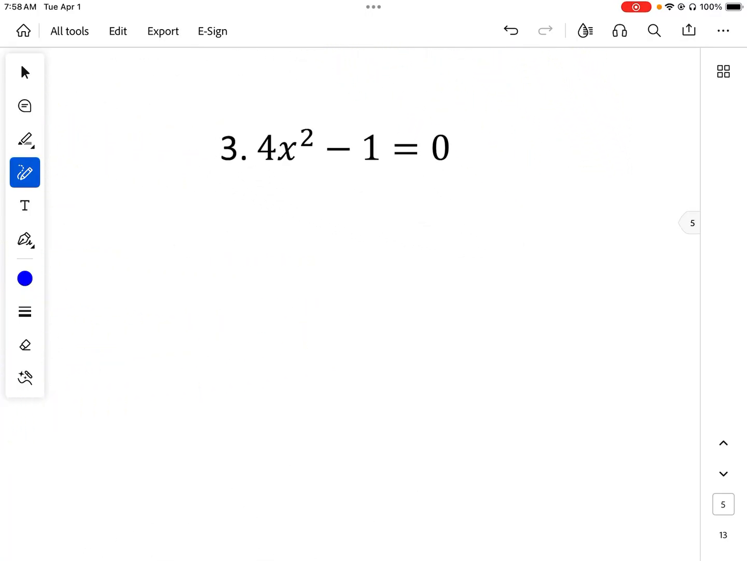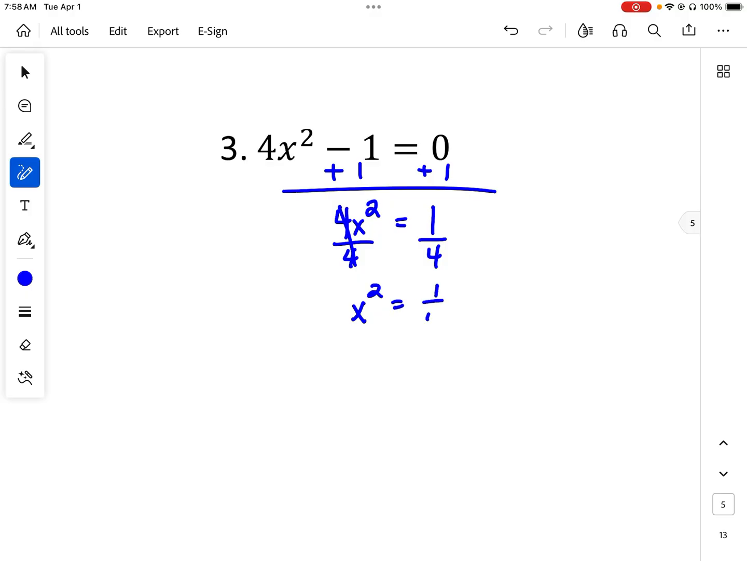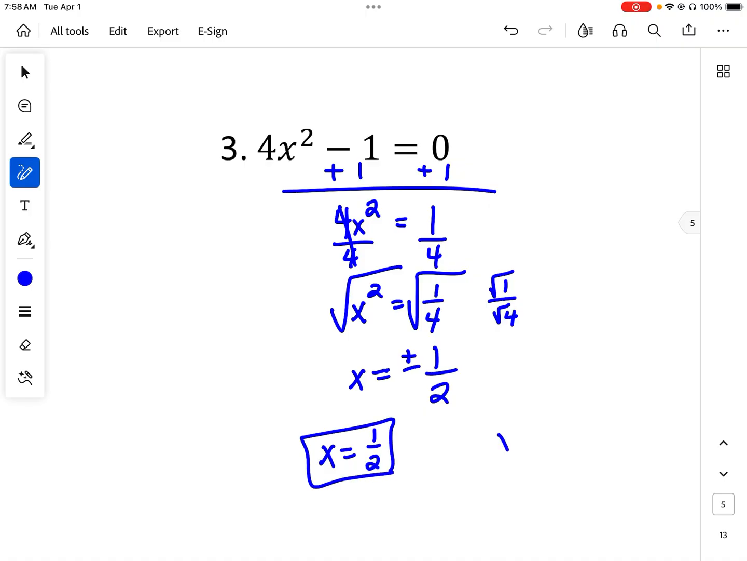Okay, the next one. See how there's nothing in common, so I can't factor anything out. So whenever that happens, I can go the other way and look at it this way. So I need to divide by 4. So x squared equals 1/4. So we take the square root. So x equals, we've got to do the plus or minus. Square root of 1 over square root of 4, which is 1/2. So our two solutions are x equals positive 1/2 and x equals negative 1/2.